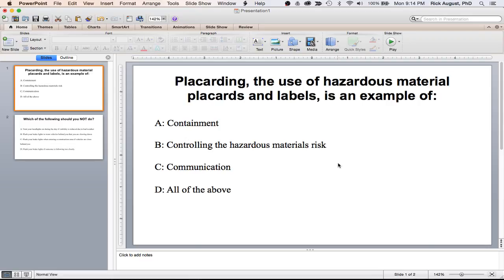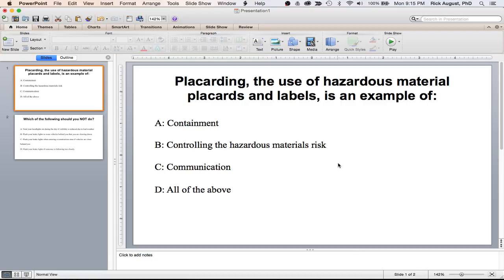So placarding, the signs on the side of the trailer that tell you what's in the trailer. Those signs, are they containment? Obviously not. They're not containment because they don't hold the hazardous product. Containment, the root word of containment is contain. So what contains the hazardous product? What are the containers that the hazardous product is in? It's not the signs. So therefore, if A is not true, then D is also not true, because of all of the above.